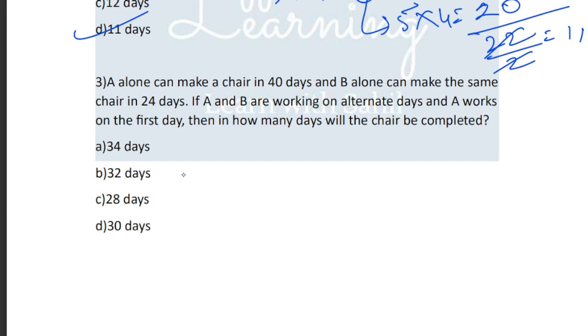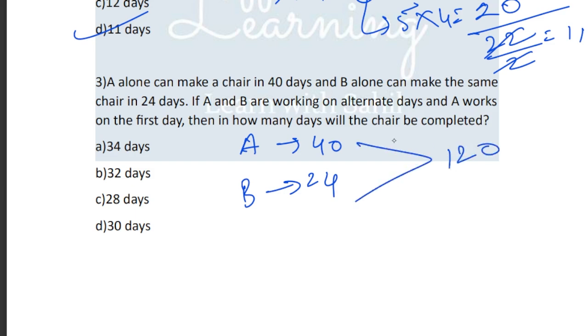The next question is, A alone can make a chair in 40 days and B alone can make the same chair in 24 days. A and B are working on alternate days. A works on the first day and after that B works. So A takes 40 days, B takes 24 days. Now we have to take the LCM. So the LCM can be 120. So 3 times, 5 times. The efficiency of A is 3 and the efficiency of B is 5.